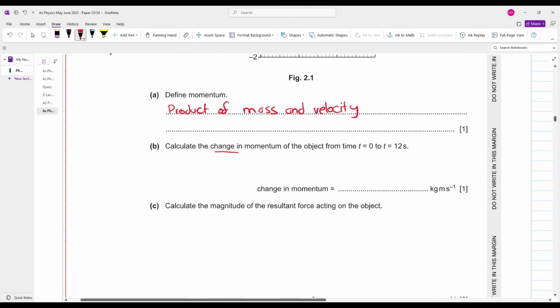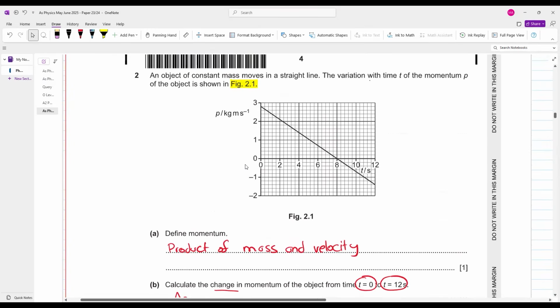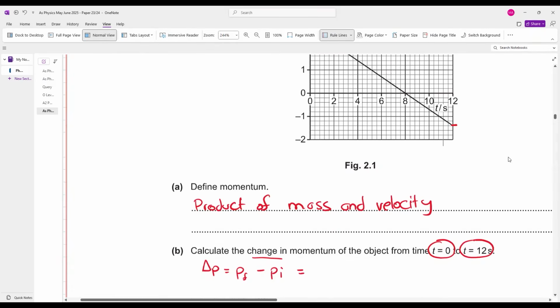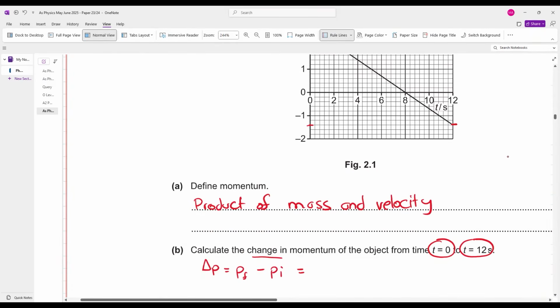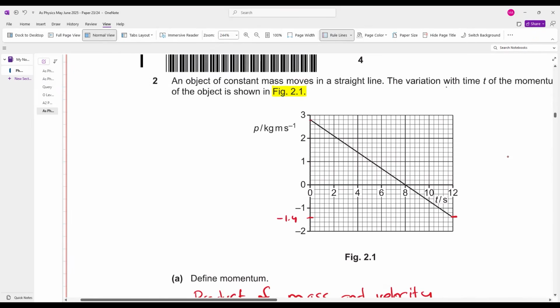Calculate the change in momentum of the object from time t equals 0 till time t equals 12 seconds. आपने change in momentum निकालना है. How will you do that? Change in momentum is equal to final momentum minus initial momentum. बेटा final momentum क्या है? This value. What is this value? Let me zoom in a bit. हाँ जी. Final momentum is this value. What is this value? Negative 1.4. Initial momentum क्या है भाई? Initial momentum is this positive 2.8.